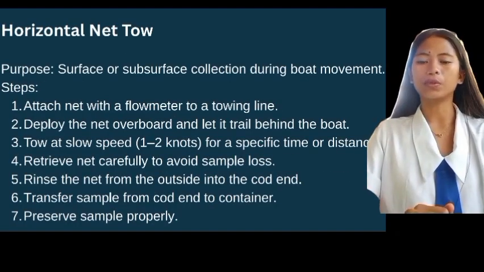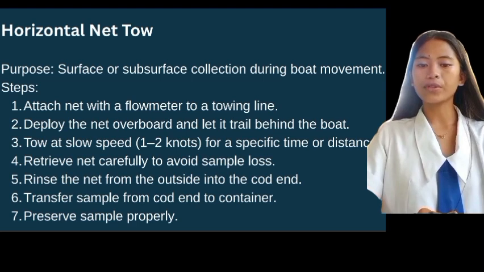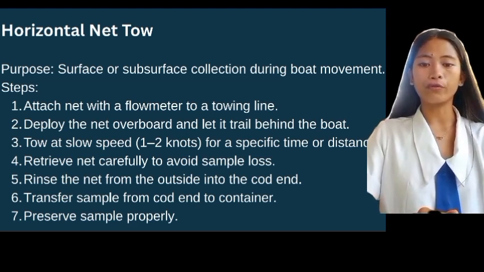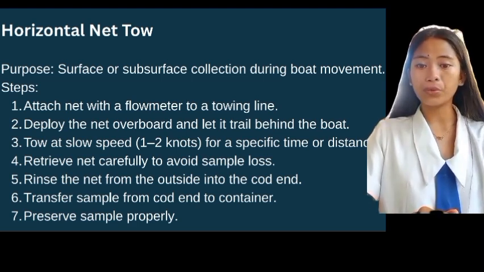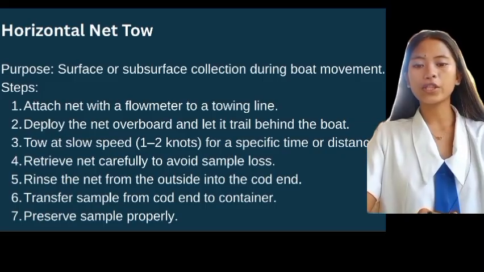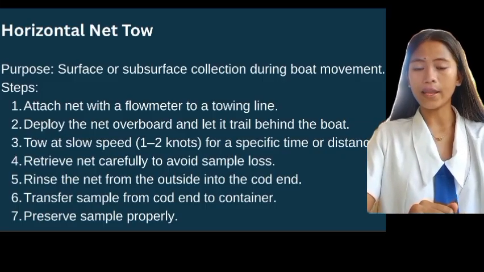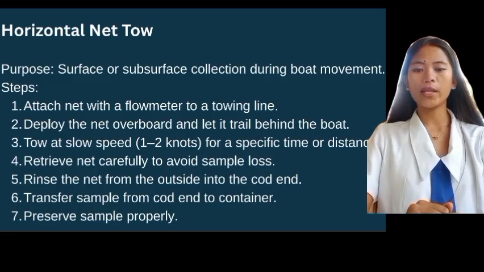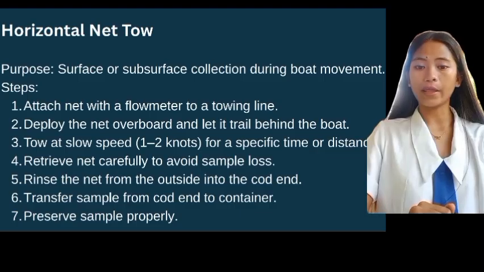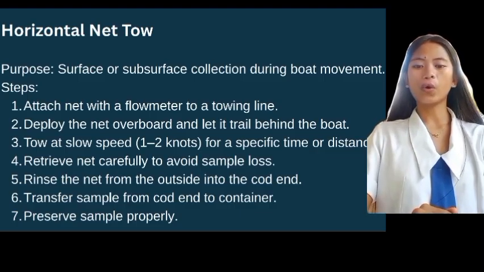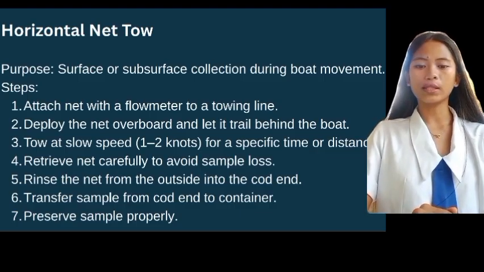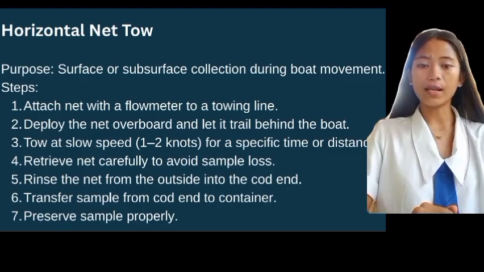The horizontal net tow: surface or subsurface collection during boat movement. We have 7 steps to do this. Step 1. Attach the net with a flow meter to a towing line. Step 2. Deploy the net overboard and let it trail behind the boat. Step 3. Tow at slow speed, 1 to 2 knots, for a specific time or distance.